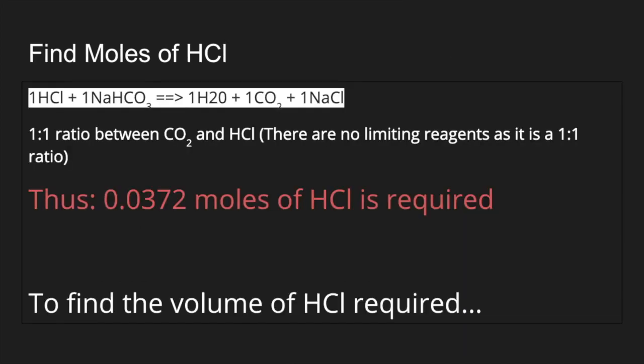Great job, guys. Now that we have the moles of CO2, we can now find the moles of hydrochloric acid. From the equation, it can be seen that there is a 1 to 1 to 1 to 1 to 1 to 1 ratio between all of the compounds. And there are also no limiting reagents, as it is all a 1-to-1 ratio. We were lucky there. There is a 1-to-1 ratio between carbon dioxide and hydrochloric acid. As such, the same amount of moles is required, which is 0.0372 moles.